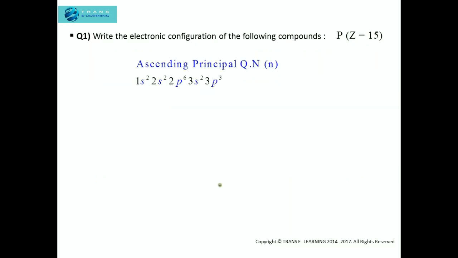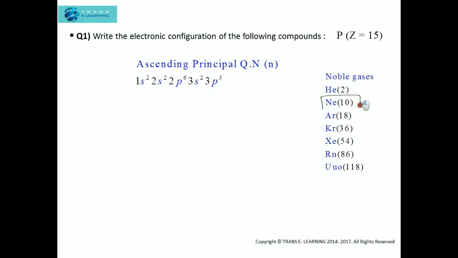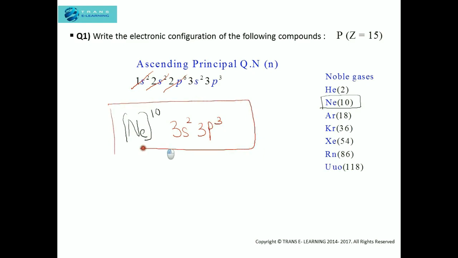Now, if we need to write the electronic configuration using the nearest noble gas electronic configuration, then we will choose the nearest noble gas. In this case it is neon. So I will write neon here with atomic number 10, and I will cut 10 electrons from this configuration. So the leftovers are 3s2 and 3p3. So this is the electronic configuration of phosphorus using the nearest noble gas electronic configuration.